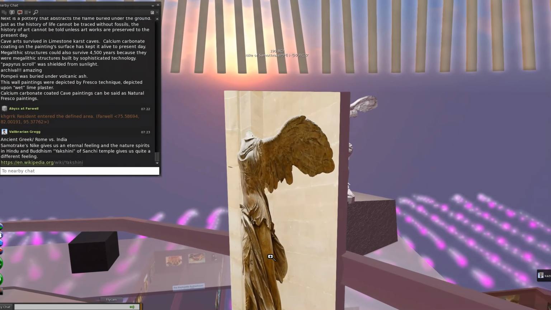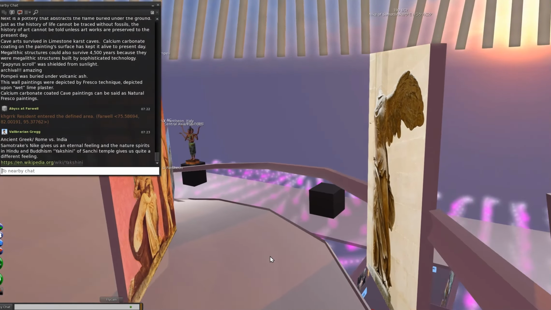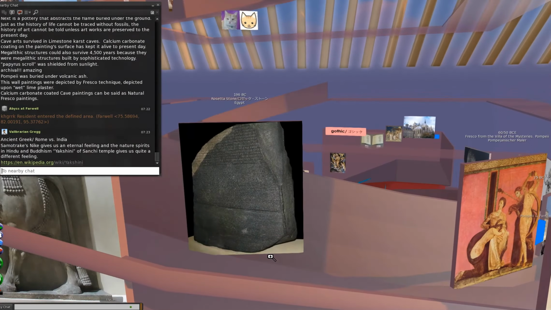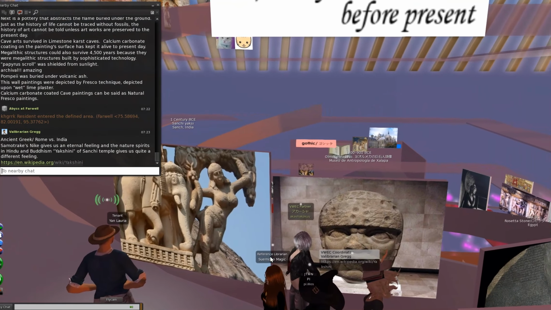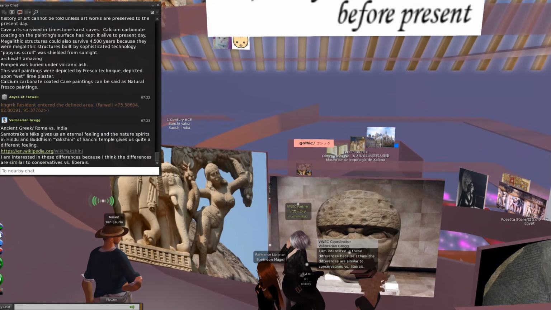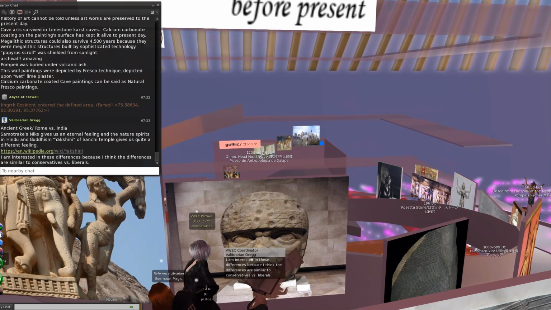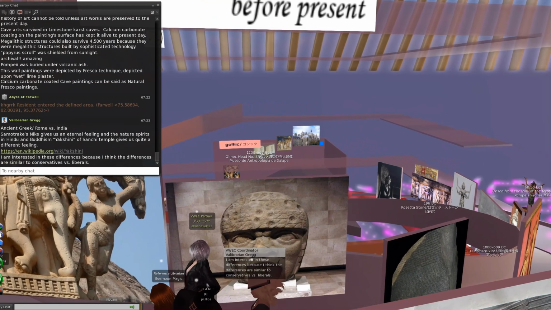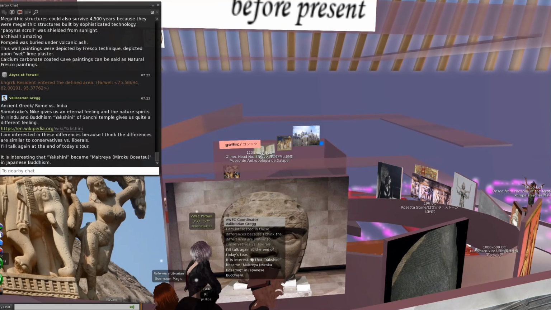Samotrake's Nike gives us an eternal feeling, but Yakshini gives us dynamical feelings. I'm interested in these differences because I think the differences are similar to conservatives versus liberals in politics. I'll talk again at the end of today's tour.